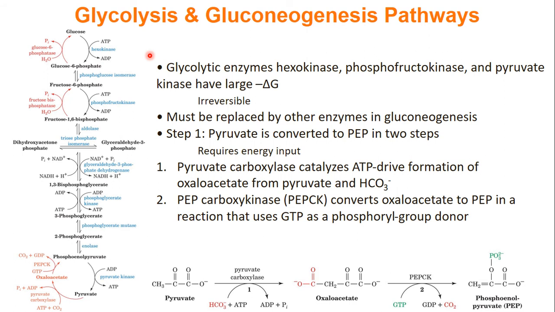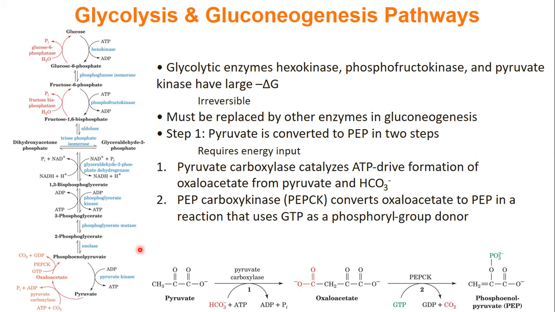So here we have our glycolysis and our gluconeogenesis pathways. Hopefully the glycolysis pathway is familiar to you at this point. And if you remember, we have 3 enzymes that are control points for us that have large negative delta Gs. That would be hexokinase, phosphofructokinase, and pyruvate kinase. Since these have large negative delta Gs, these are irreversible, and we need some other enzyme to replace them for gluconeogenesis to do the reverse reaction.